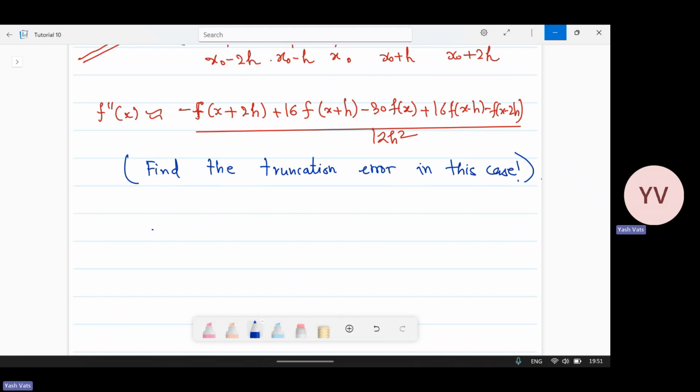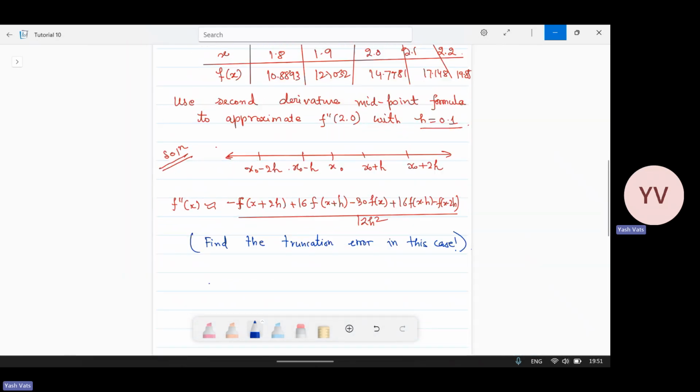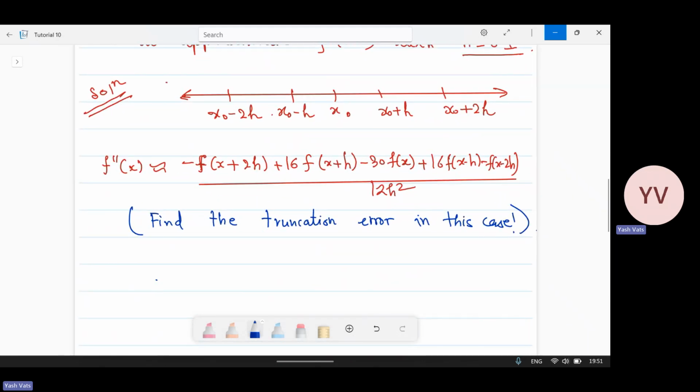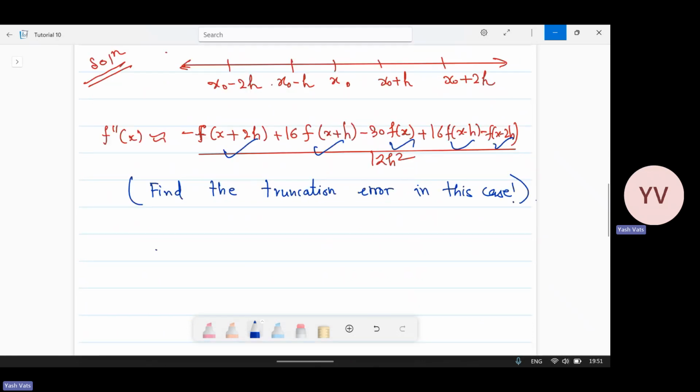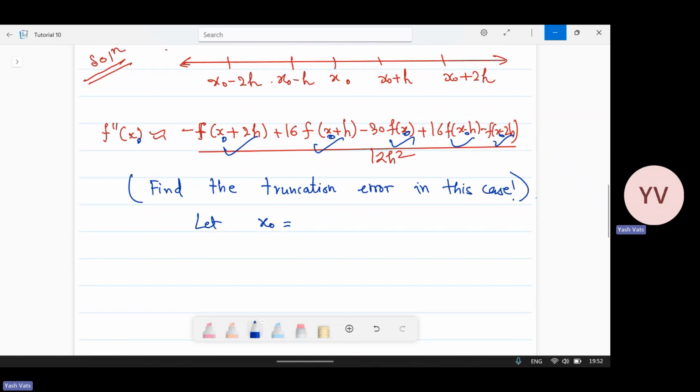Anyways, so what now? The thing is that now the f is coming from the table. So h is basically 0.1. So you know the values of f at this point, this point, this point, this point, this point, all 5 values. Let's just take x naught. Let x naught is equal to 2.